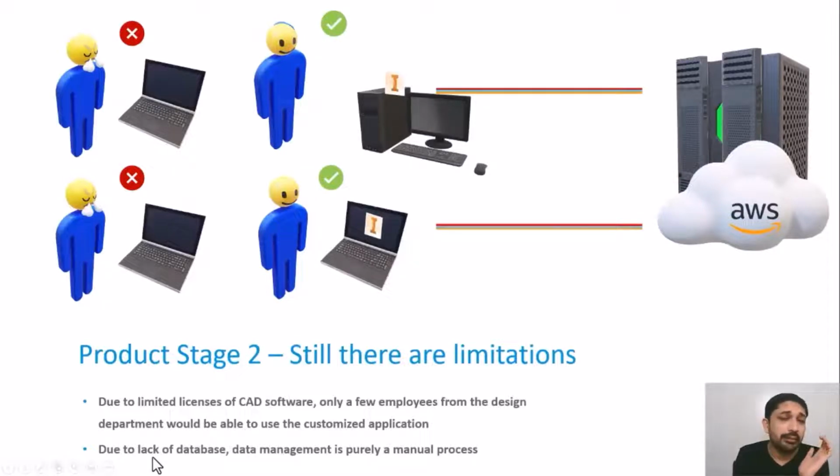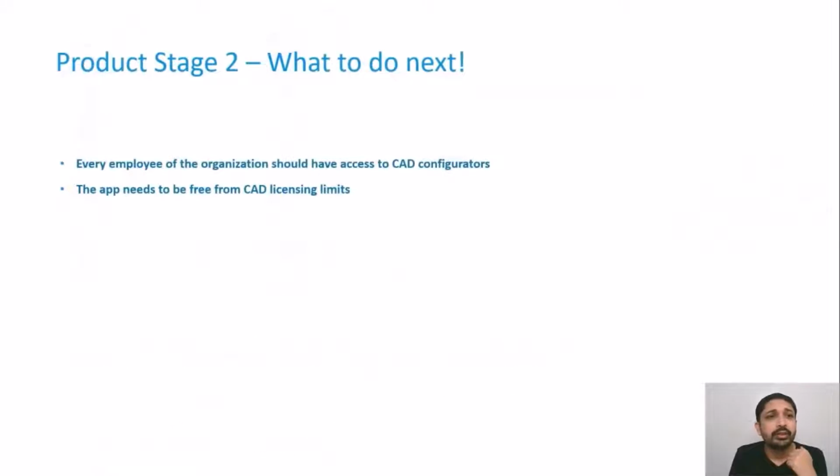Also, there is no database or data management system available. So in this kind of a CAD configurator, the final results that you get have to be manually maintained. The versions of the designs that you are creating day by day all have to be maintained manually by the design engineer only. Right. So these are the two primary limitations that we can see in the second type of a CAD configurator.